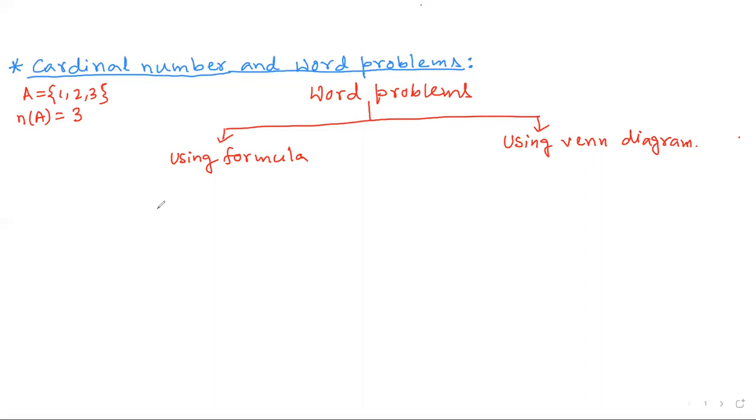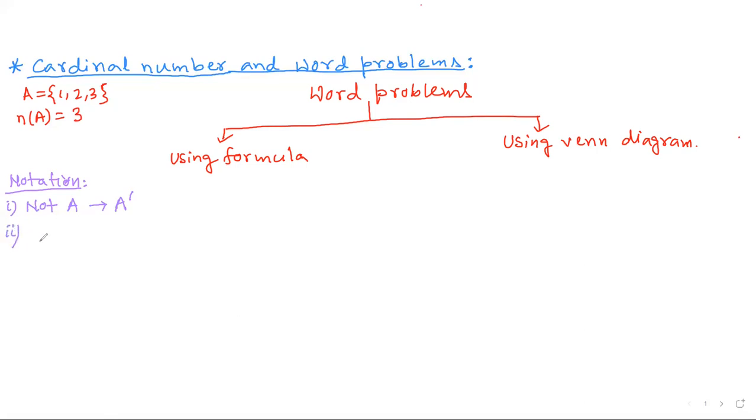Now I will discuss how you will solve word problems by using formula. For that, first we have to learn about some special notation. There are some notations regarding set theory, and they will be used when you solve word problems regarding set theory. First notation is called not A. Not A means A complement.